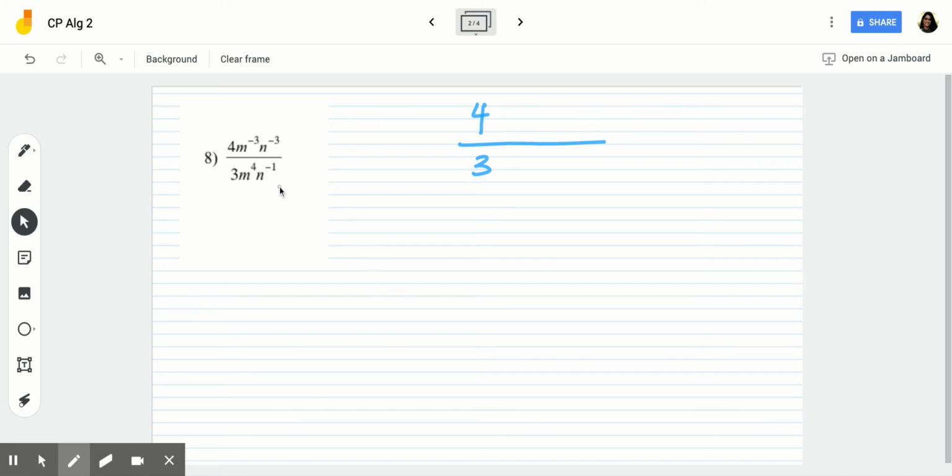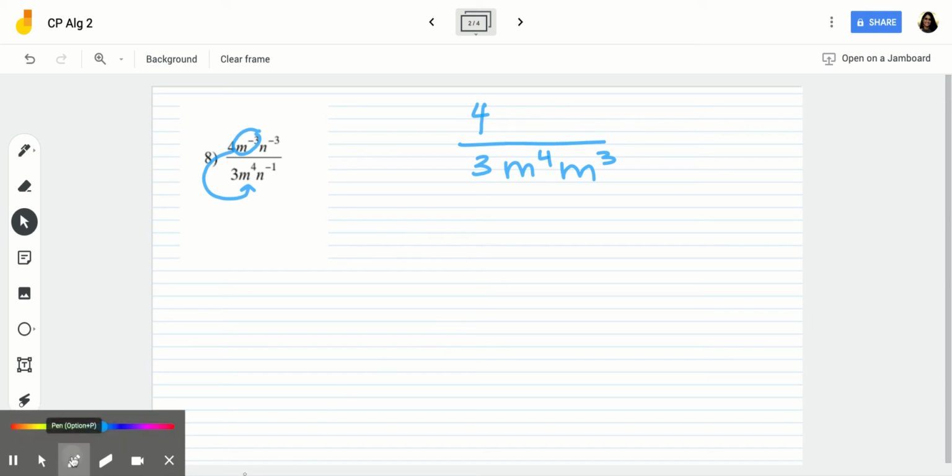Now let's see what happens. First, I'm going to get rid of this negative m to the negative 3. It needs to cross the line and change the sign. This m gets to stay on the bottom because it's positive, and now I'm going to move this one to the bottom as well. So it crosses the line and changes the sign to a positive.